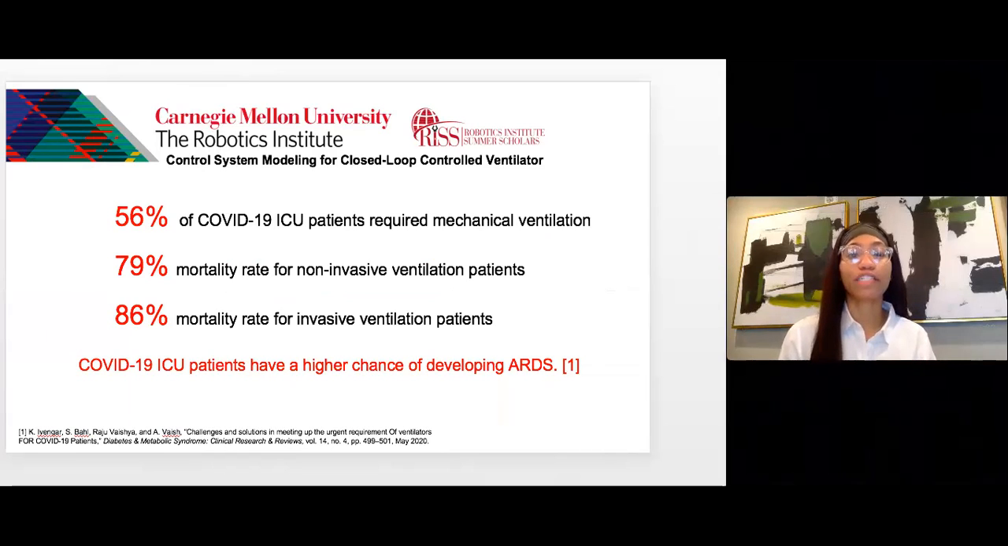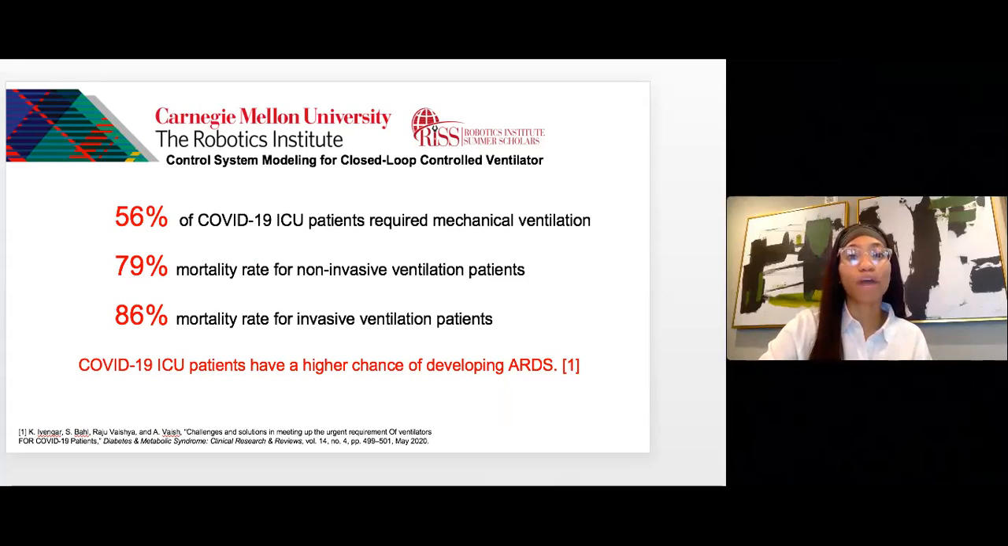A recent study referenced by NIH described the ICU conditions at a hospital during the height of the current COVID-19 pandemic. Of the COVID patients taken into the ICU, 56% required mechanical ventilation. For non-invasive and invasive ventilation requiring patients, the mortality rate was a whopping 79 and 86%. Many COVID-19 ICU patients have an increased chance of developing acute respiratory distress syndrome, a lung injury with a high mortality, which requires use of a ventilator.